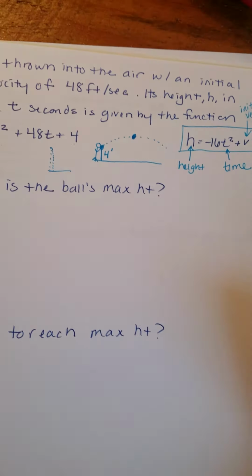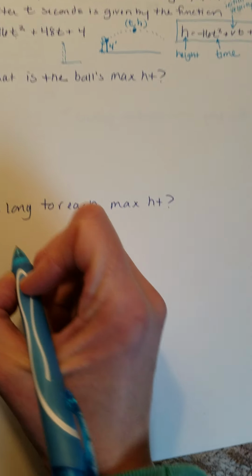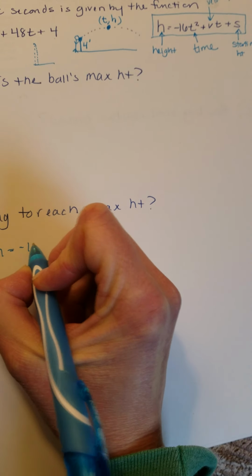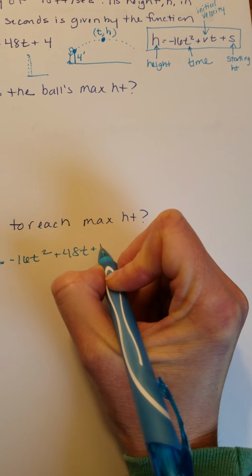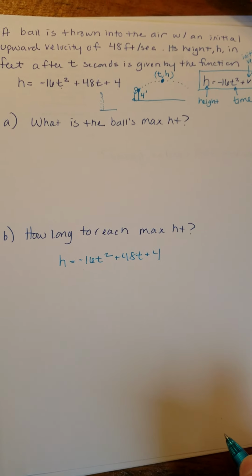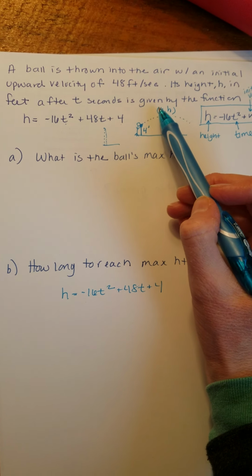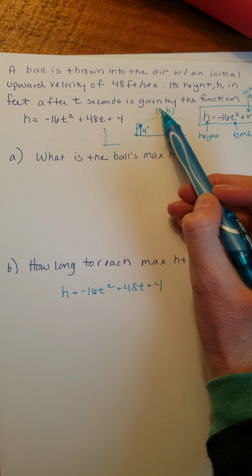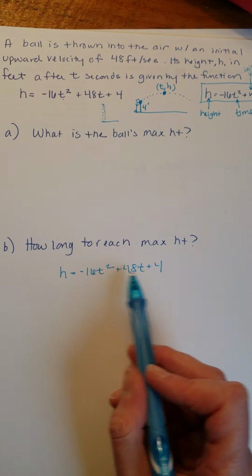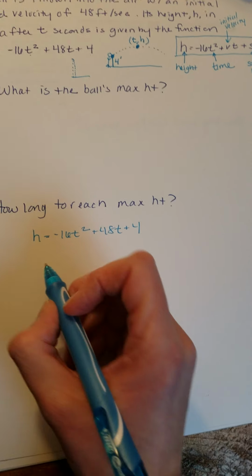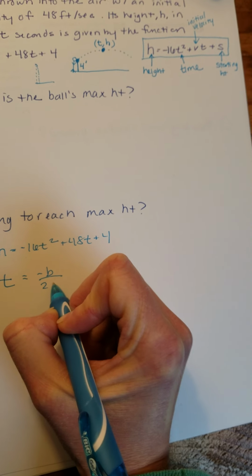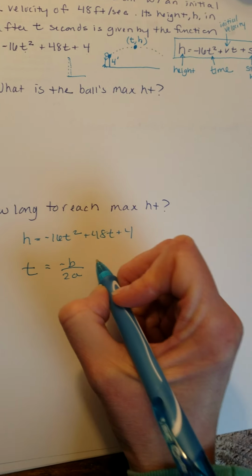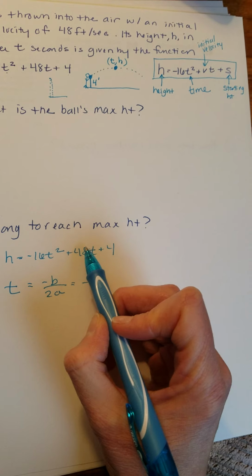Okay, so I'm actually going to find this first with the equation that I gave you. H equals negative 16t squared plus 48t plus 4. Okay, so how long to reach the maximum height? That is, again, I'll say it again, the t, it's the x of your vertex. So remember, this is in standard form. And in standard form, how do you find your x-coordinate of the vertex? Negative b over 2a. So in this problem, your b is 48.